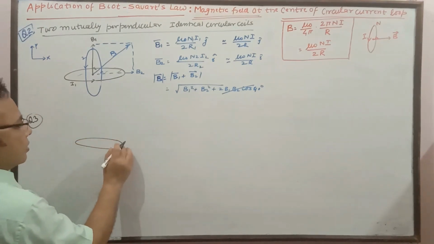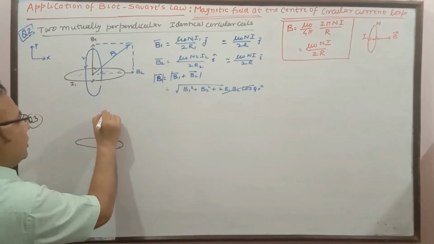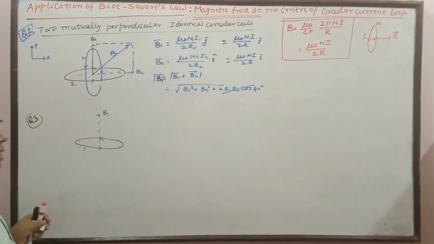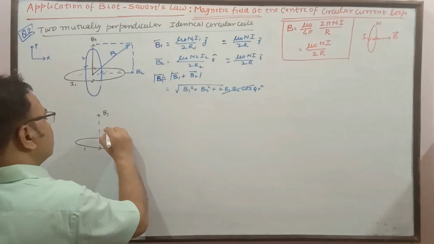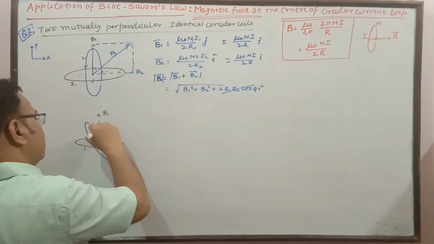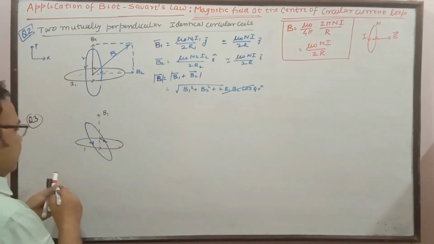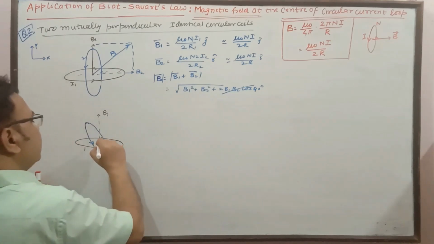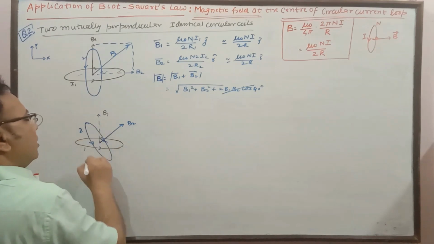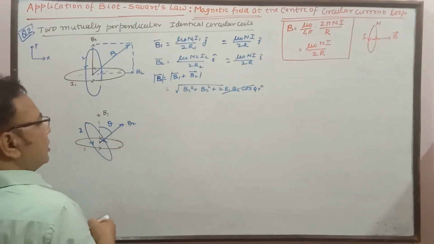Suppose one is like this, and here the field is B1 due to the first coil, and the second coil is somewhat like this. Suppose this is the direction of the second coil. It also has an orientation like this. Then in this case the coil has a certain inclination, and this is the direction of magnetic field B2 due to the second coil, and the angle between the two is theta. This formula is used again in the same way.